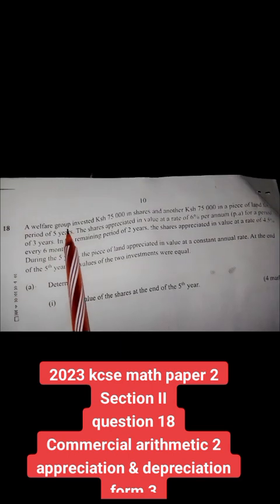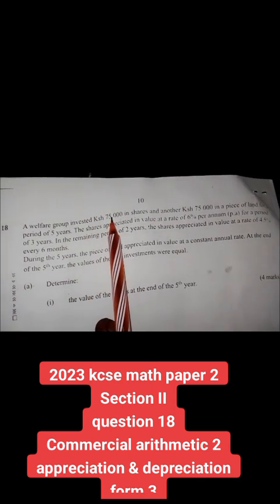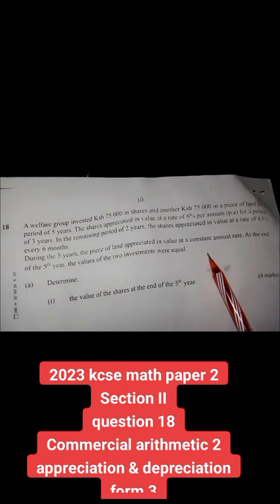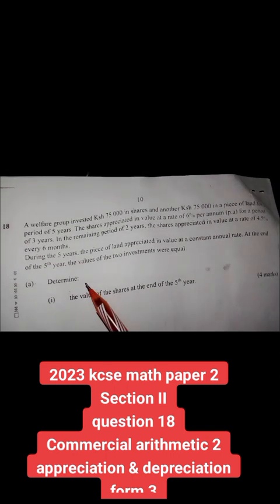2023 KCSE Math Paper 2, Question 18, Section 2. Commercial Arithmetic: appreciation and depreciation. A welfare group invested Kenyan shillings 75,000 in shares and another 75,000 in a piece of land for a period of 5 years.